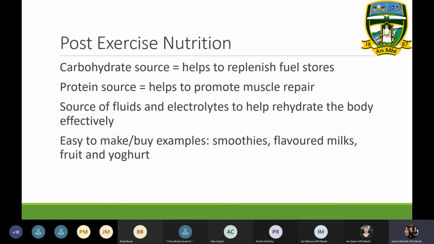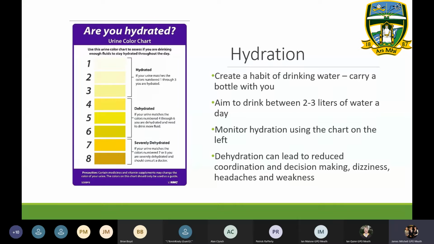And then the last one there is fruit and yogurt. So we're hitting the three, like I've touched on above. Really good, simple ideas, quite practical and cheap to buy as well. Okay, so that's our nutrition side of things looked at.